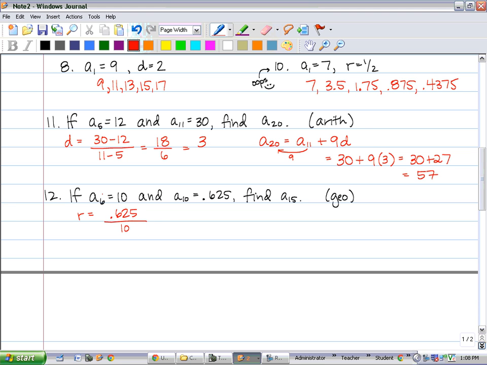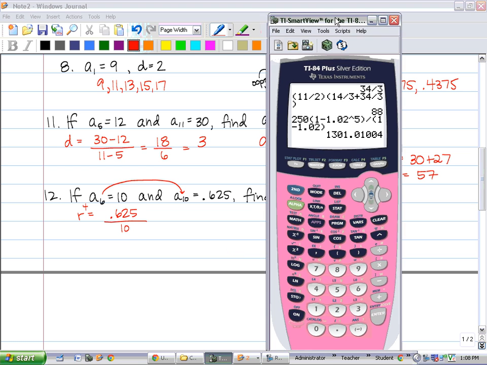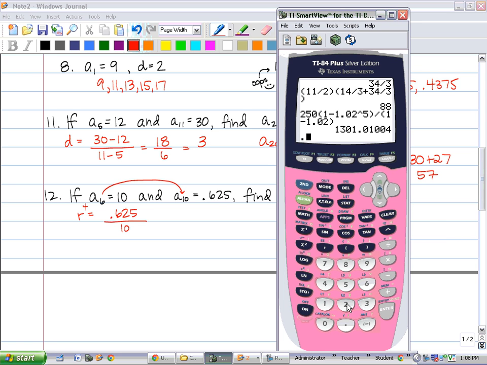If I'm going from term 6 all the way up to term 10, that's not actually R. That's 4 R's worth. I've multiplied by R 4 times to get from 6 to 10. Okay, so let's pull up the calculator, do a little calculating. Okay, so 0.625 divided by 10 tells me that R to the 4th is 0.0625.